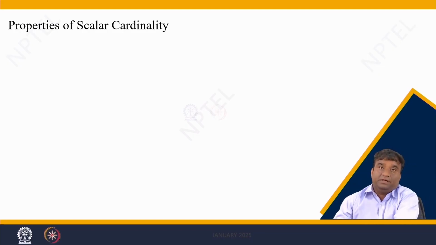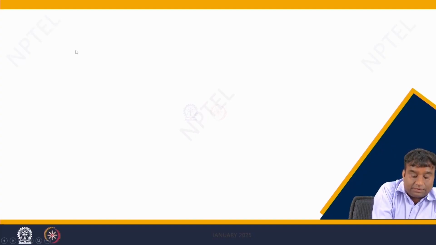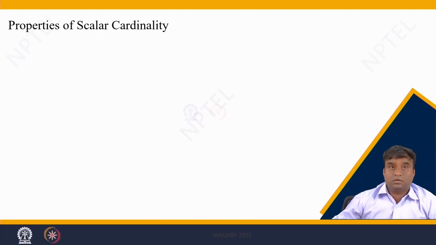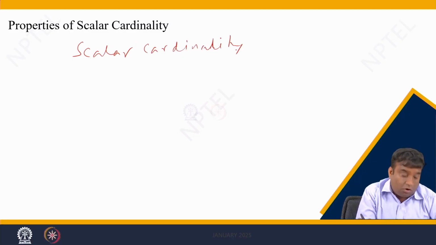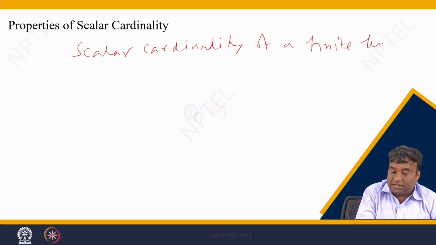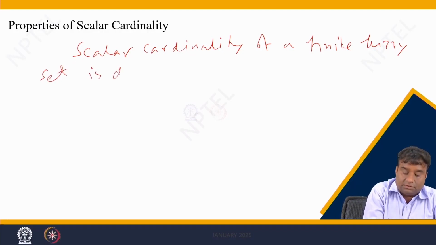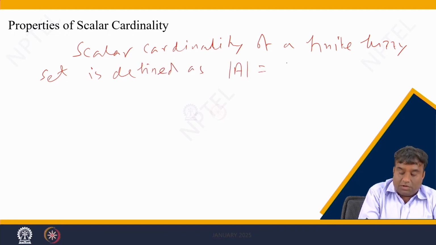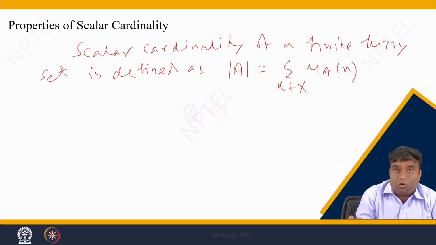The scalar cardinality of a finite fuzzy set A is defined as mod of A equal to summation over x belonging to the universe set X of mu A x, that is, the sum of all membership values.